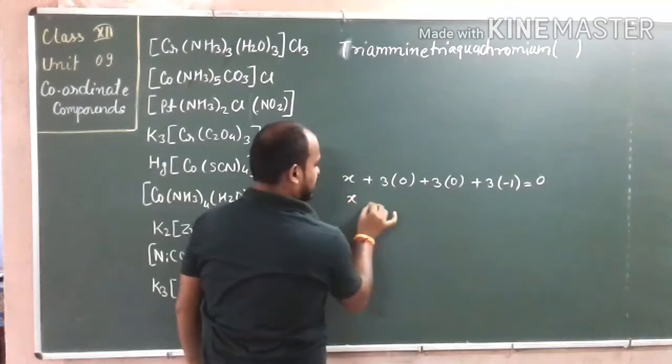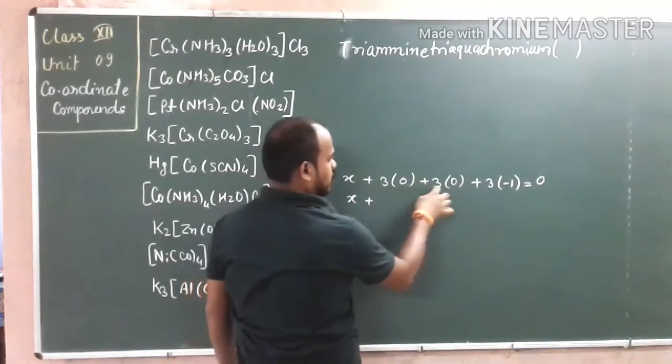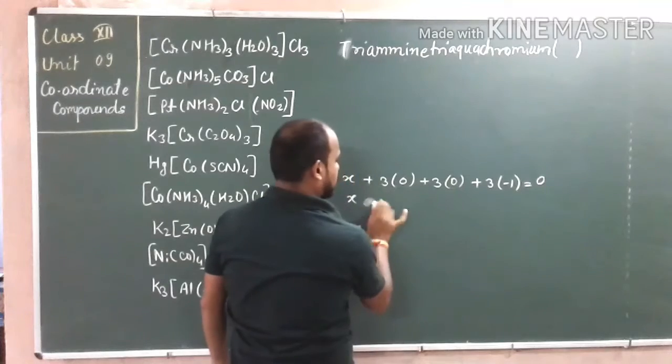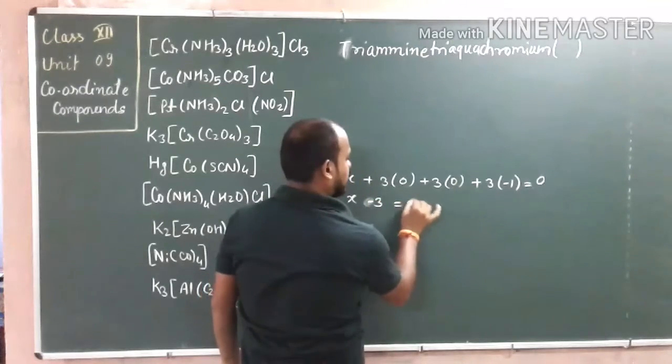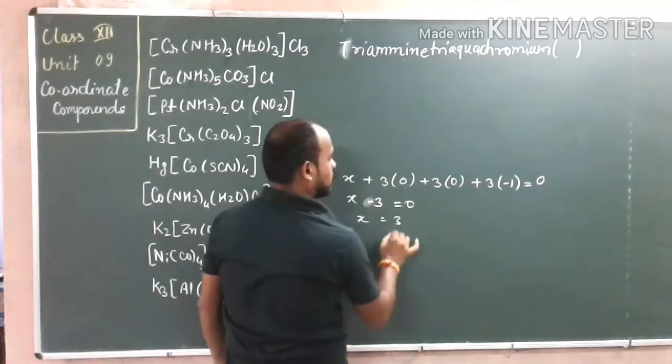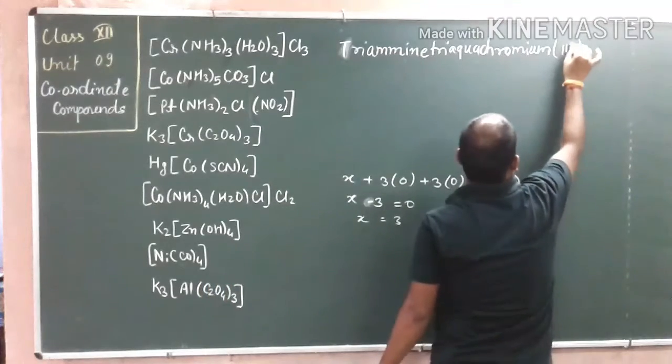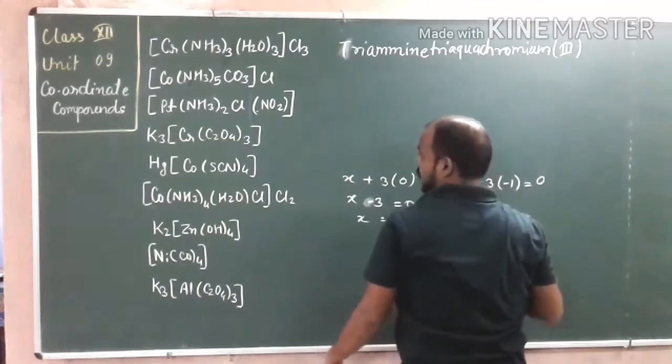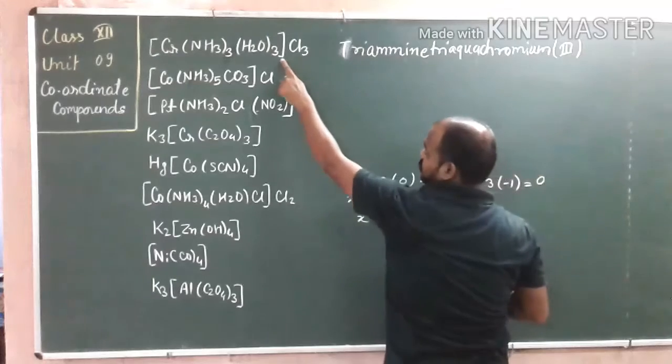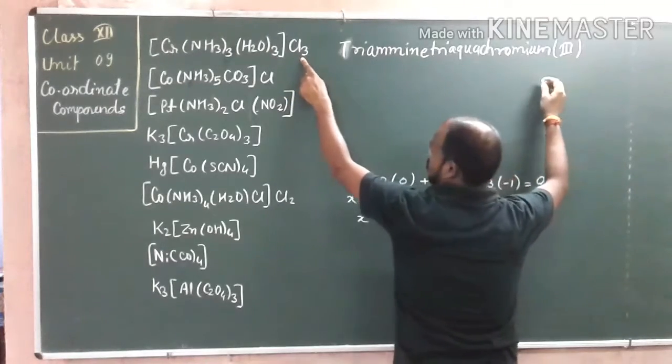So it will be X plus 3 × 0, it is minus 3. So X minus 3 is equal to 0. So X is equal to 3. So the oxidation number will be here, third. After the oxidation number, write the name of this Cl.